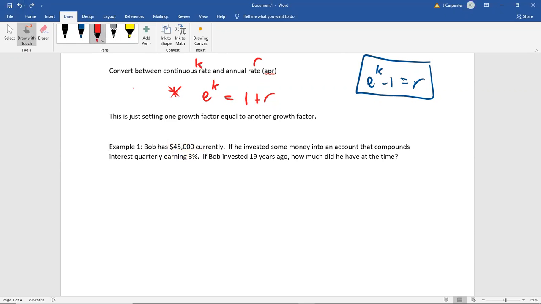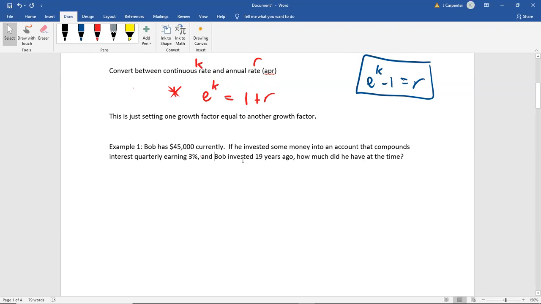All right, Bob has 45,000 currently. Well, that sounds like a starting value, right? If he invested some money into an account that compounds interest quarterly, earning 3%, I've got compound sentences going on here. And Bob invested 19 years ago. How much did he have at the time? So this doesn't say he put $45,000 in. That's what he has currently. We're talking about how much money did he have originally 19 years ago.